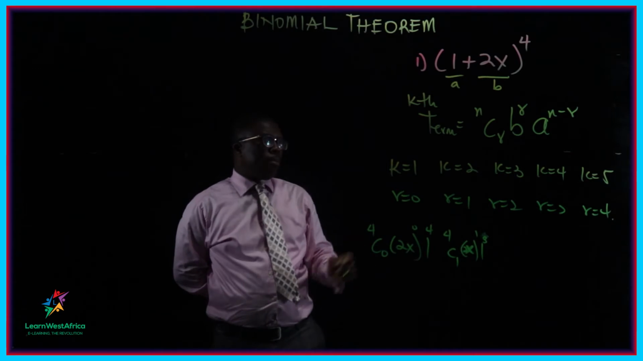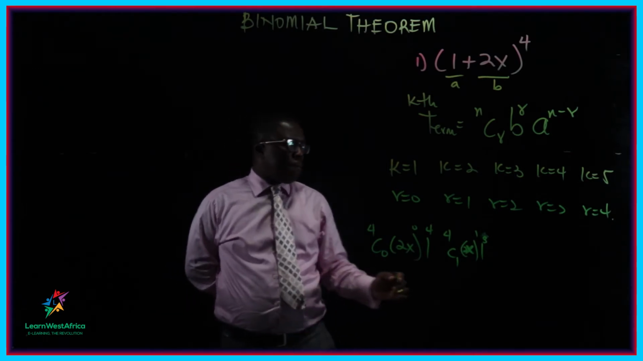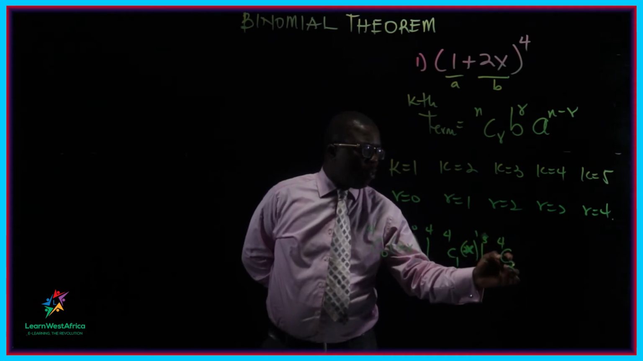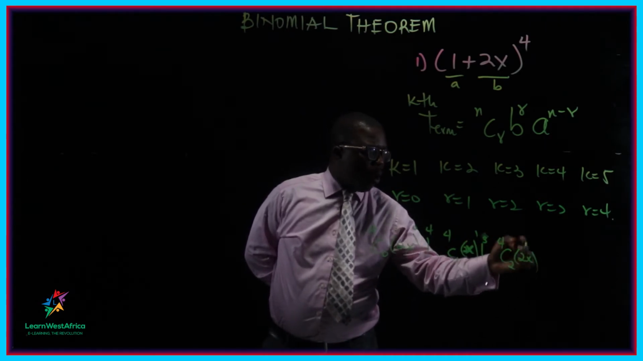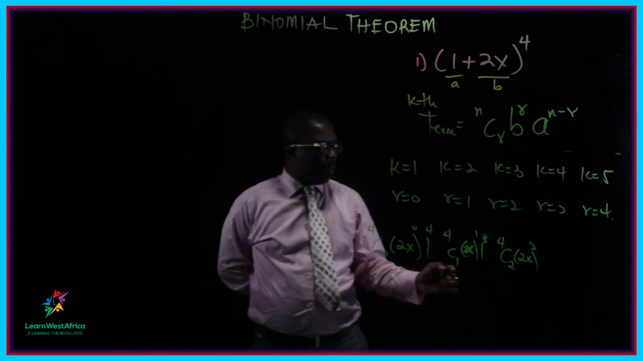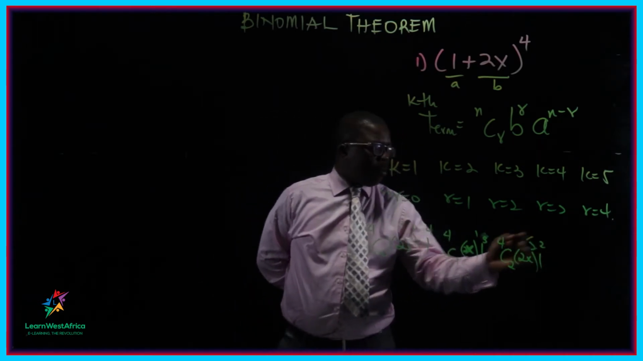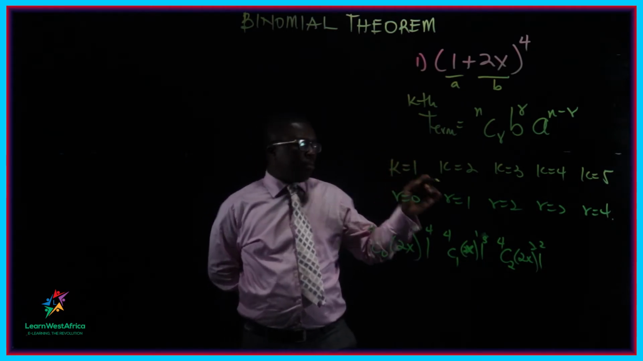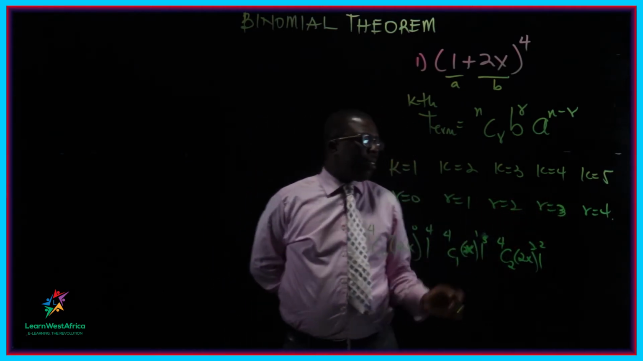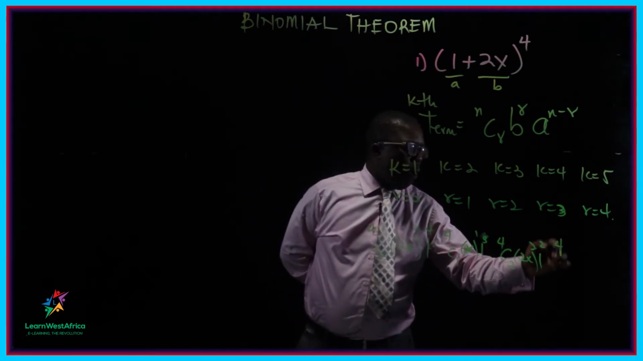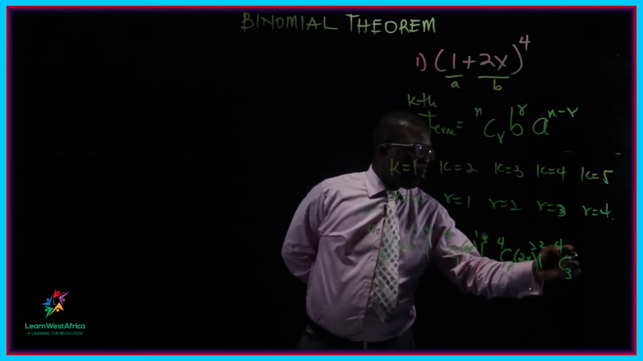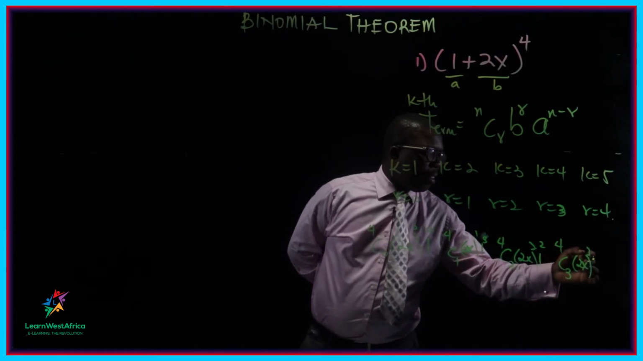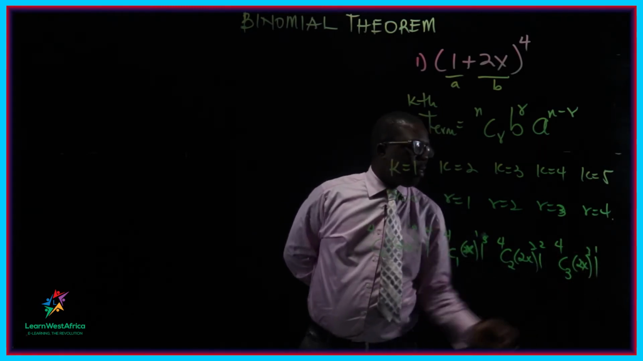Then we come to our third term. What do we get for our third term? We have 4 choose 2, 2x all squared, 1 squared. Then we come to our fourth term, which has r equals 3. So we have 4 choose 3, 2x cubed, then 1 to the power 1.